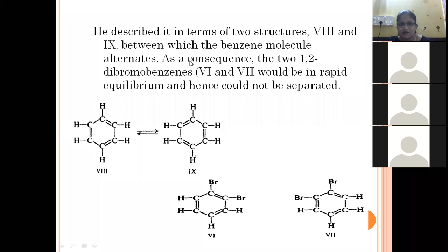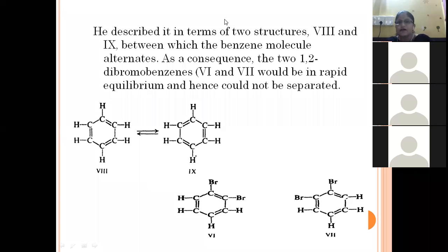As a consequence, the 1,2-dibromo derivatives, that is 6 and 7, would be in rapid equilibrium. So they will change between these. The structure 6 will convert into 7 and 7 will convert into 6 at any position, and they will not be separated out easily. So there will be an equilibrium between these two structures. That means there will be an equilibrium between these two benzene structures also.